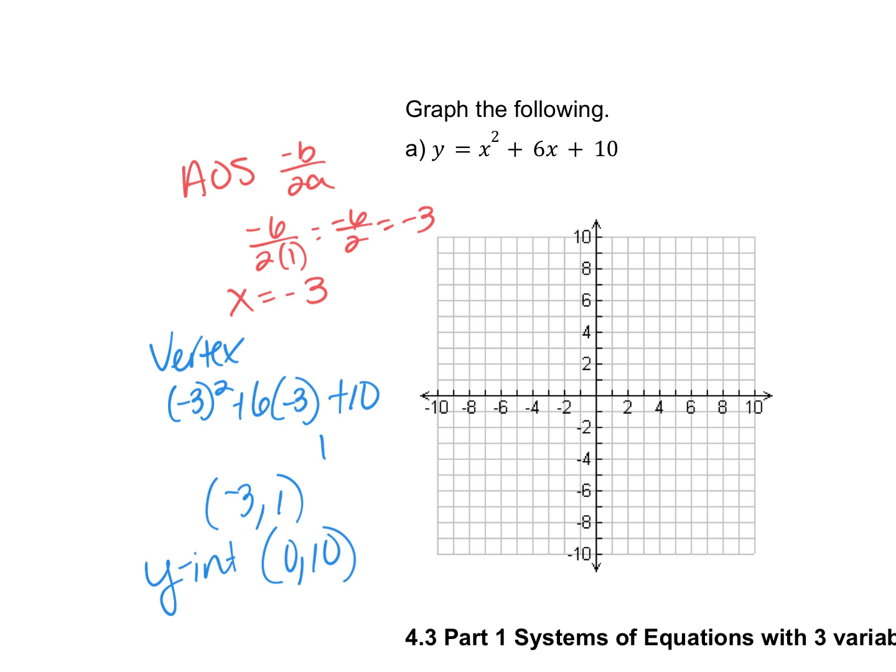Okay, so let's draw our axis of symmetry first. So we've got negative 3. There's going to be a vertical line right there. Okay, and then our vertex, (negative 3, 1). And then your y-intercept is 10. So now do the 10 in the opposite direction. So it's 3 away, 1, 2, 3. Draw it. Boom, you're done.